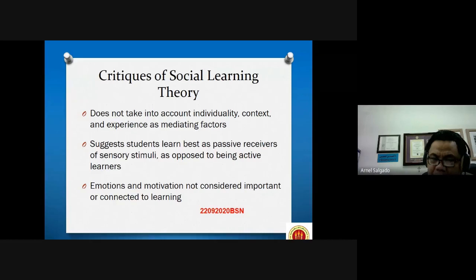Okay? Sometimes they are not authorized to make some innovations, no? Especially in nursing, it's difficult. What we demonstrate must always be redemonstrated. You are not allowed even if your process is better. No, emotions and motivations are not considered important or connected to learning. That is the main point.